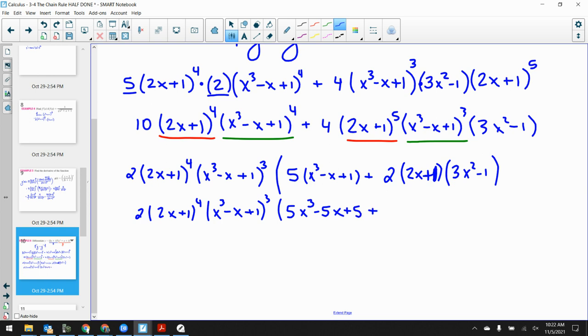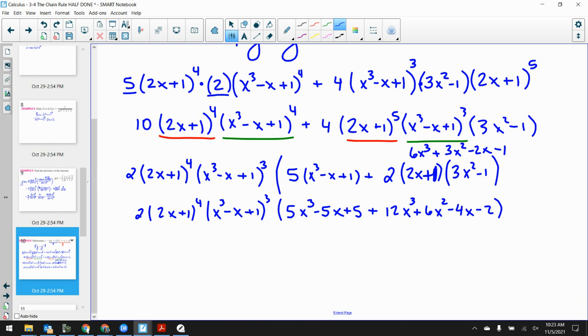FOIL this, first is 6x to the third. Inner is plus 3x squared. Outer is minus 2x and then minus 1. So when I go to multiply all of that by 2, I get 12x to the third plus 6x squared minus 4x minus 2.